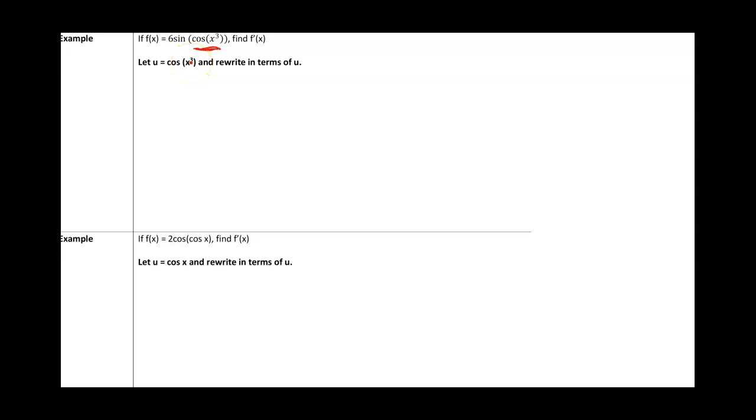So for now, we're going to let u equal whatever's in that parentheses. So u is going to equal cosine of x cubed. So I'm going to rewrite this as f of x equals 6 times sine of u. Now I need to know what u prime is because anytime you take the derivative of u, you always multiply by u prime. Now I'm going to say this a lot so you guys remember it. Anytime you take the derivative of something involving u, you always multiply by u prime. Okay, so what is u prime?